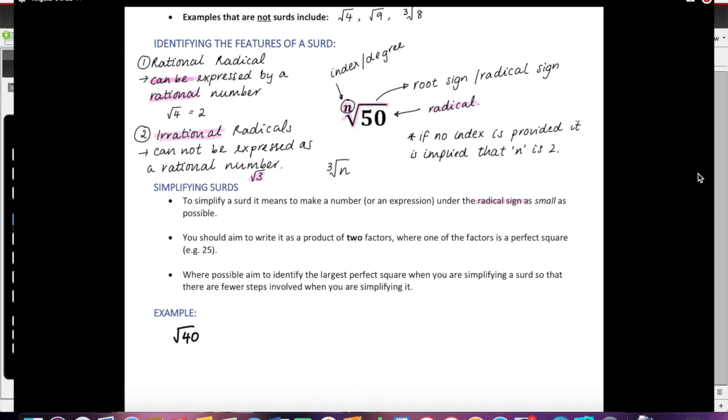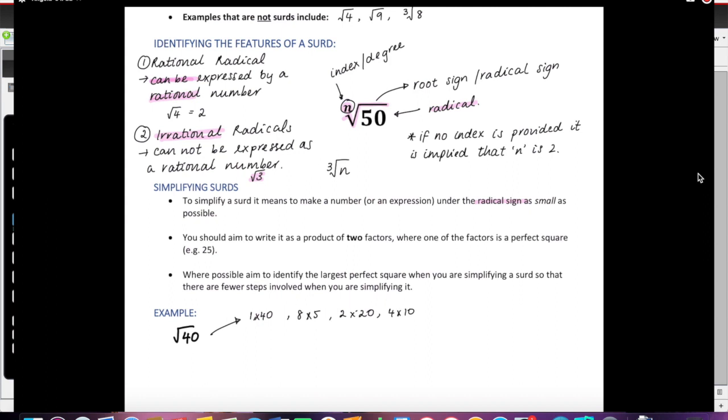So here what I'm going to do is work through the process above in order to simplify the square root of 40 to its smallest or simplest possible surd. A suggestion has been made that we should aim to write it as a product of two factors. So let's start there. If I'm going to identify the factors of 40, they are 1 and 40, 8 and 5, 2 and 20, and then we have, of course, 4 and 10. So I'll just write these all as 1 times 40, and so on.